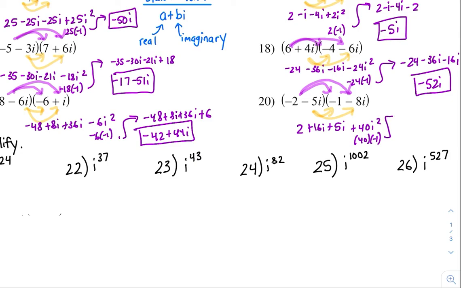Now let's simplify. So 2 plus 16i plus 5i minus 40. 2 minus 40 is negative 38. 16i plus 5i is going to be 21i. Alright, so that is how you guys do multiplication.